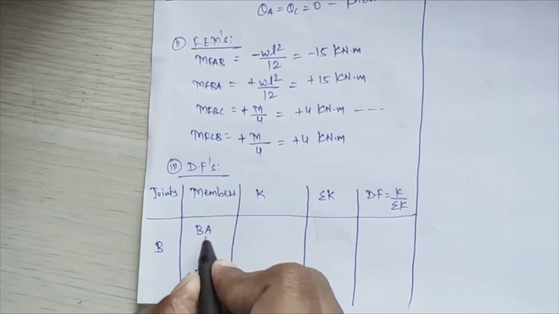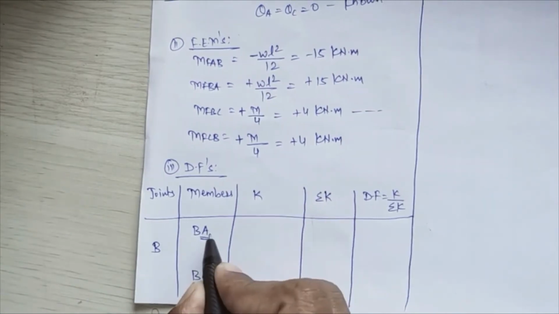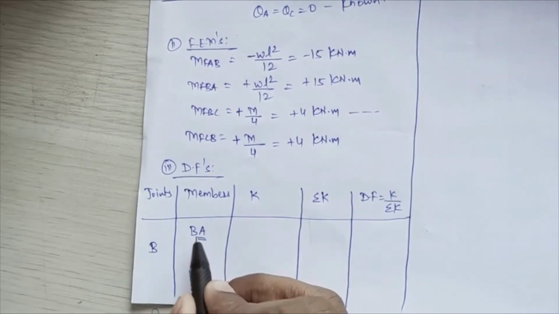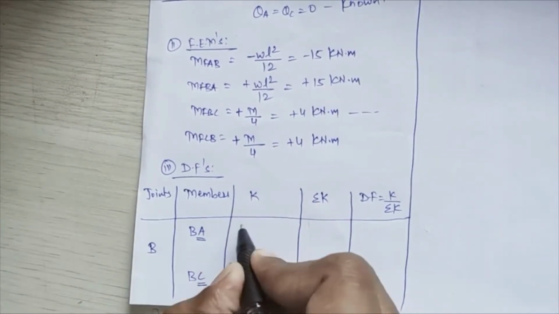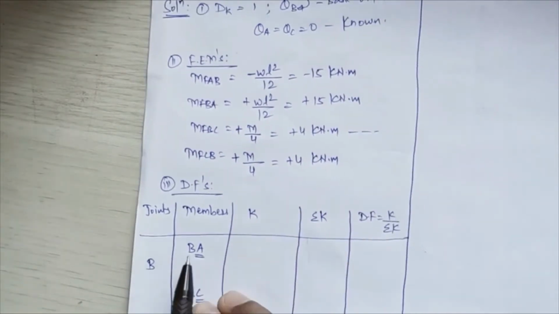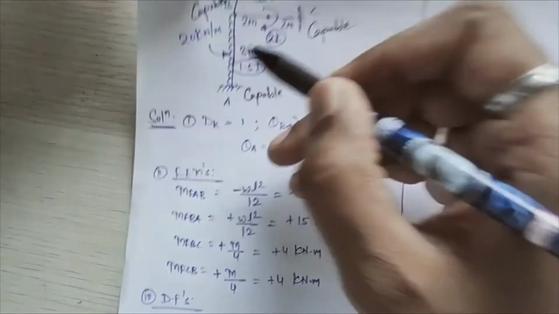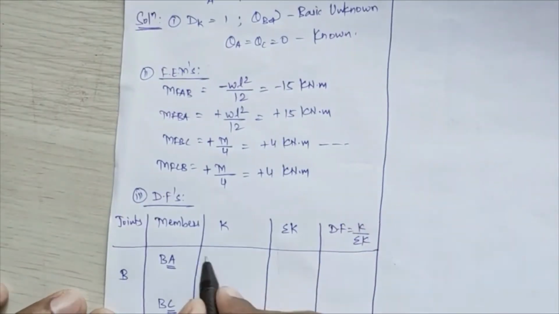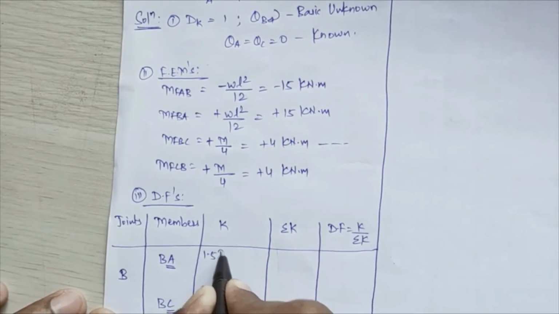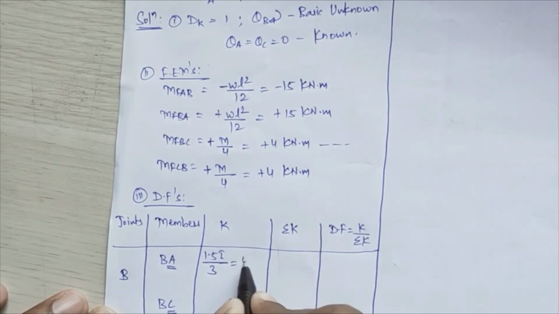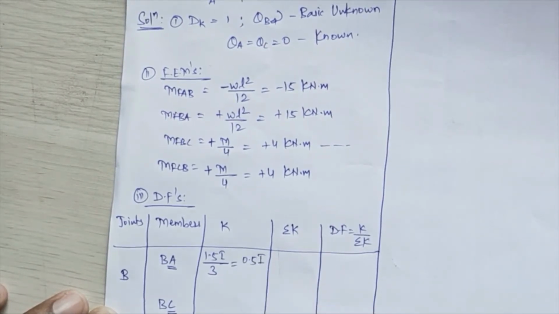Now we'll check. In the first member the far end is A, and in the second member the far end is C. So for the first member BA, relative stiffness will be equal to I by L, but for BA your I value is given as 1.5 I, so that is 1.5 I divided by L. L of member BA is 3, so 1.5 divided by 3 you get as 0.5 times I.